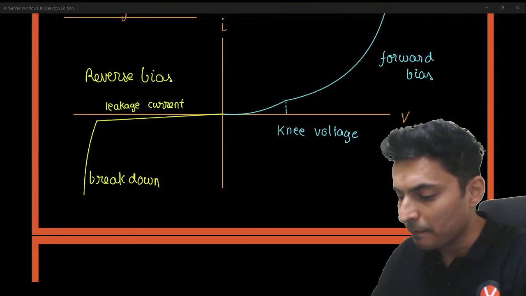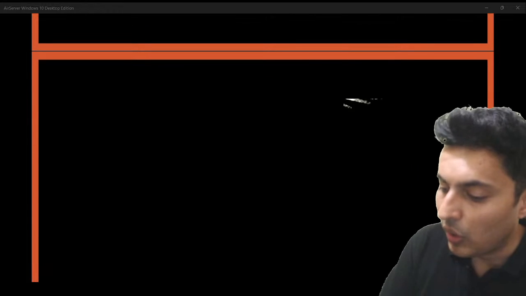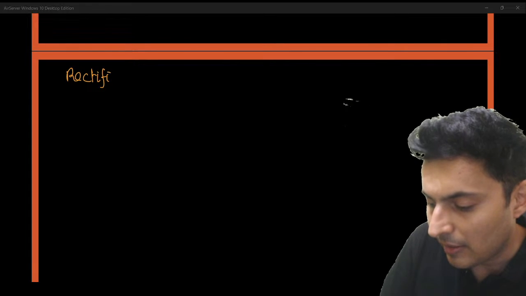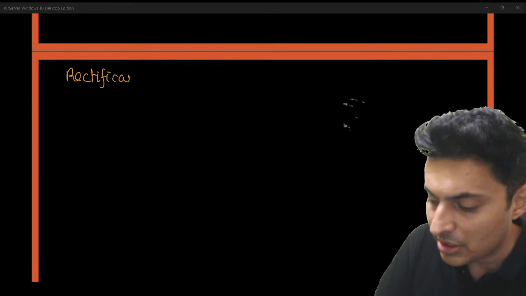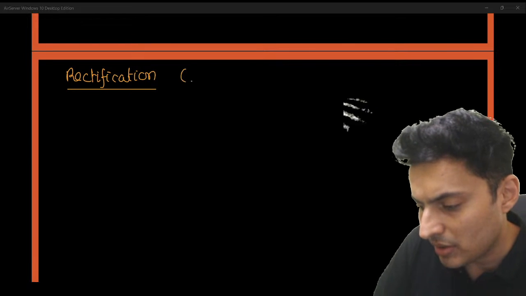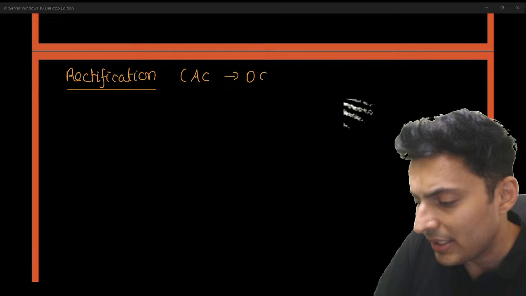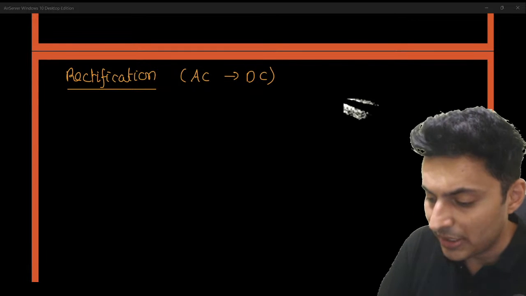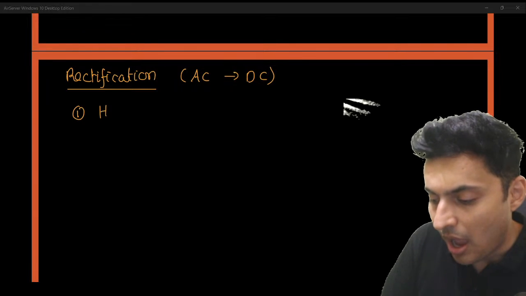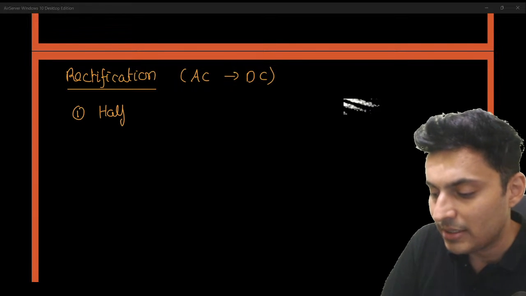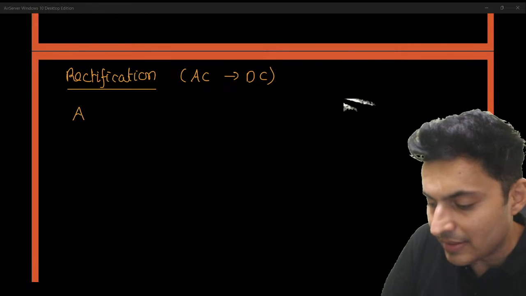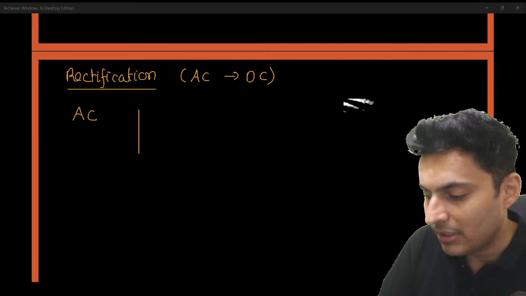Okay. Then what else? You should also know the process of rectification and its corresponding graphs. Rectification is the process of converting AC into DC voltage. There are two types of rectifiers. First one is a half wave rectifier. Second one is a full wave rectifier. So imagine somebody gives you an AC voltage which looks something like this.